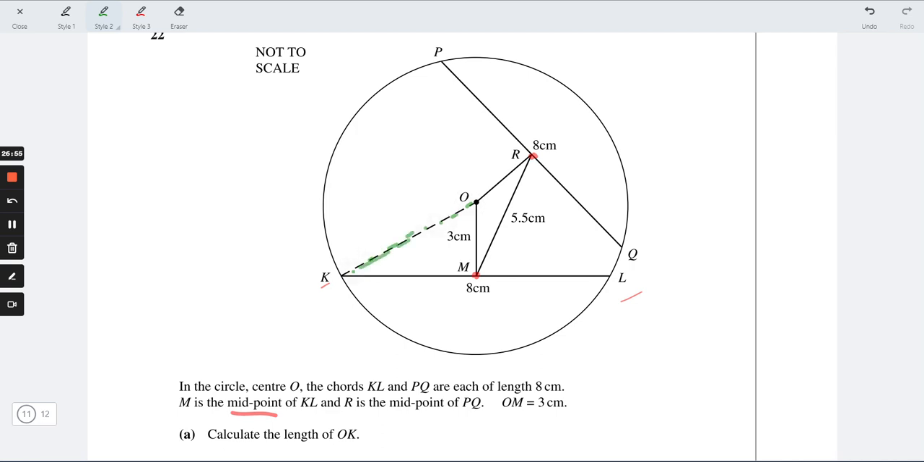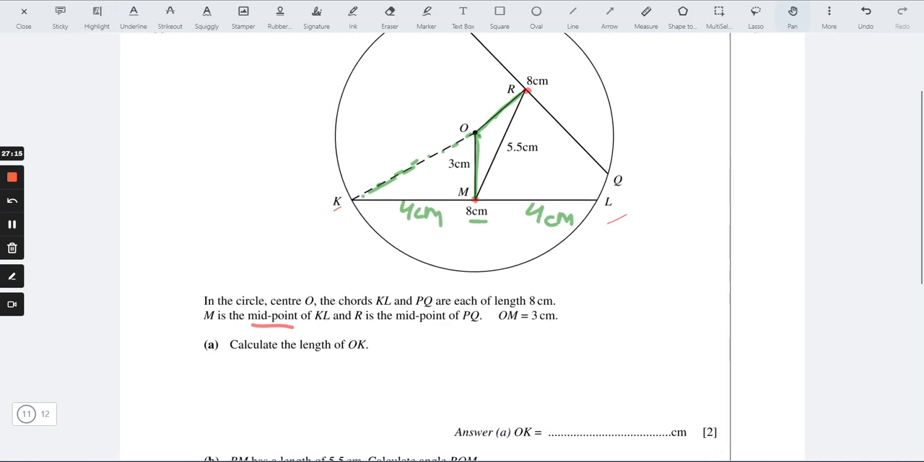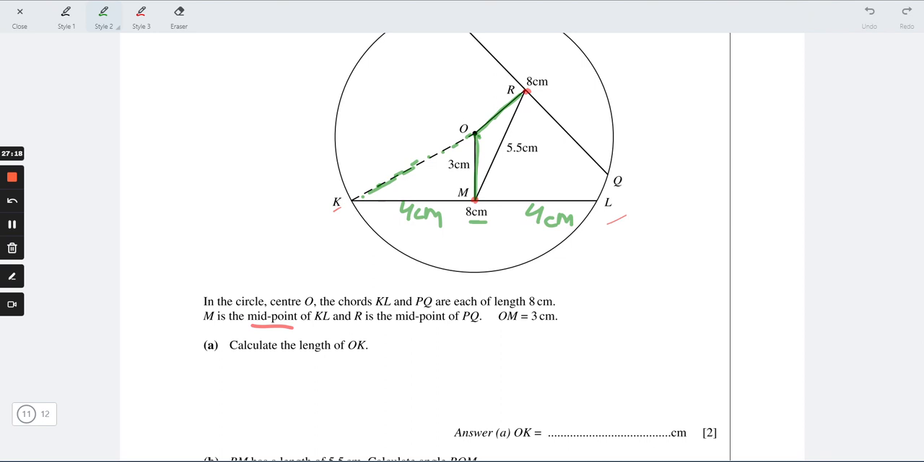So we know that this is 3 centimeters here. Also, this is 3 centimeters here. This is 8, and M is the midpoint of KL. That means this is 4 centimeters, and this is also 4 centimeters. So in this case, you can use Pythagoras theorem. OK squared equals 9, because 3 squared is 9, plus 4 squared is 16. This gives you OK squared equals 25. That means OK equals 5 centimeters.